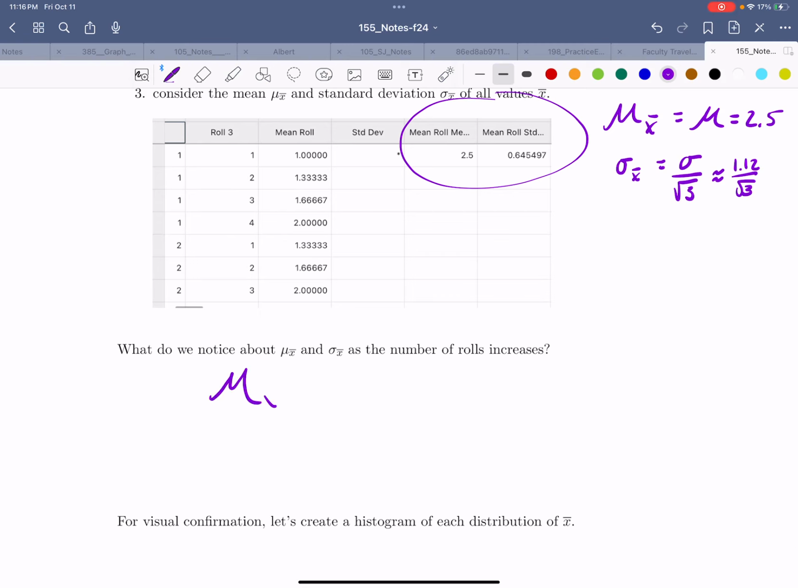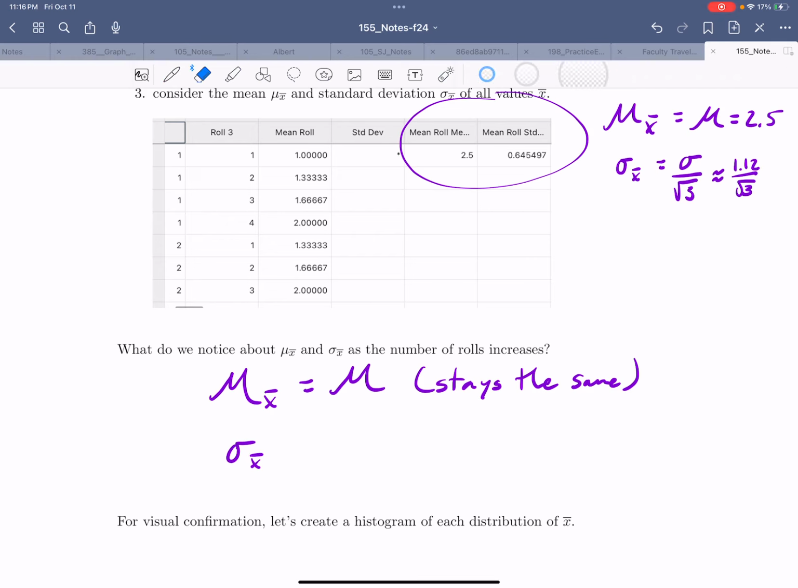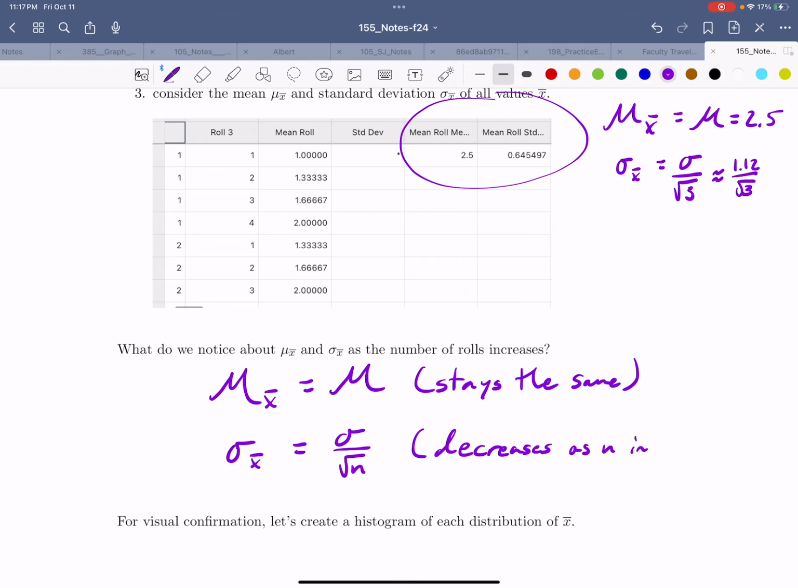So just to recap, the mean of the sample means stays the same, but the standard deviation decreases. Actually, I'll say that it equals sigma divided by root n, which is to say it decreases as n increases. Just to be clear, this is also as n increases.